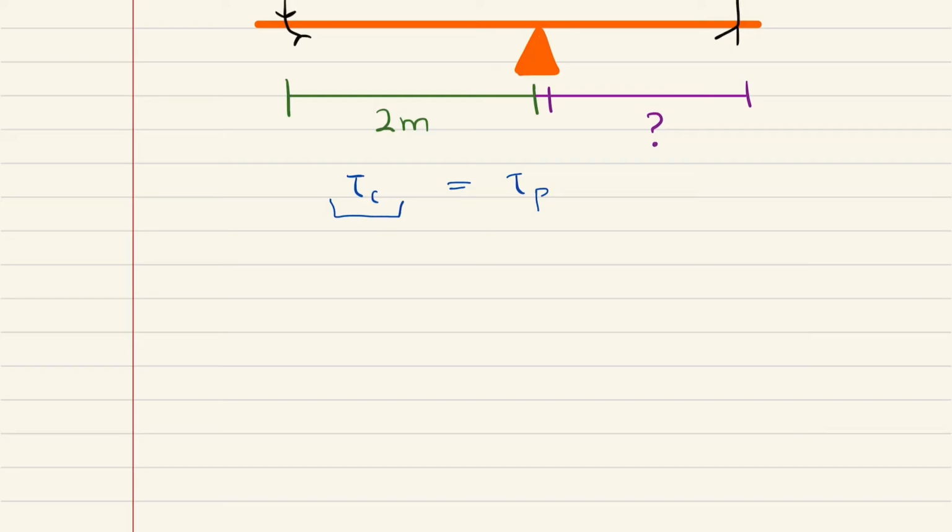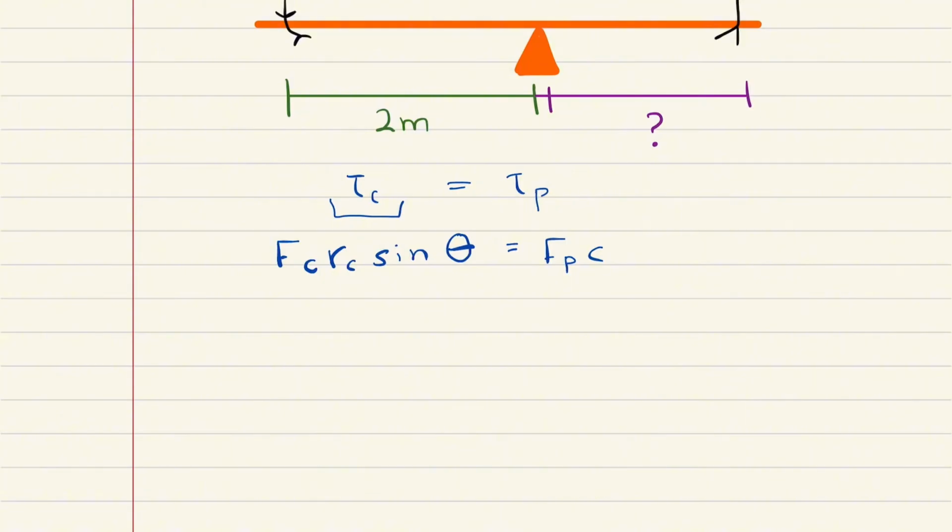Our torque is equal to the force multiplied by the distance from the pivot. So this would be the distance from the fulcrum in this problem, multiplied by sine theta, where theta is the angle between the force vector and the lever arm. And we can expand this for both sides, for the torque due to the child and that due to the parent.